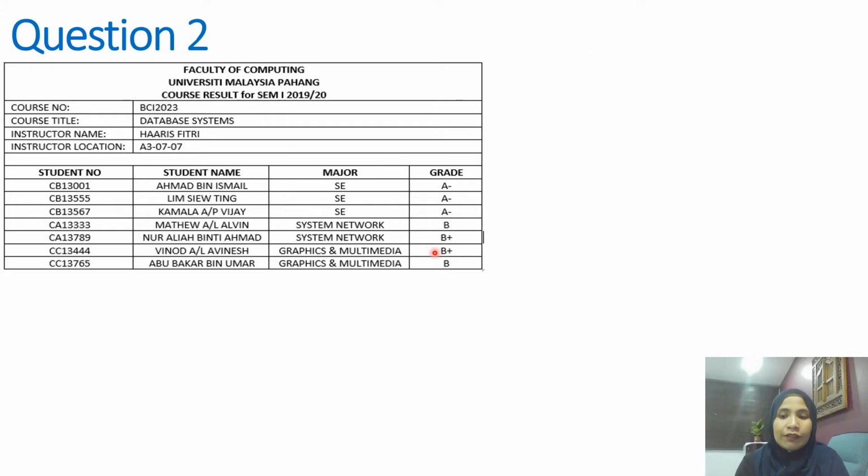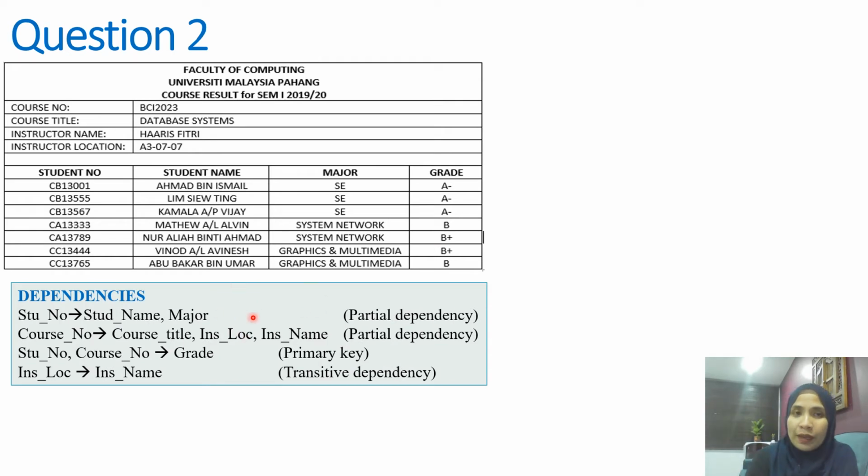First things first, we want to list out all the dependencies as we have learned in the previous video. So what are the partial dependency, and what are the full functional dependency, or we can also call it the primary key, and what is the transitive dependency. To be straightforward, because you have already learned about question number 1 in the previous video, this is just similar.